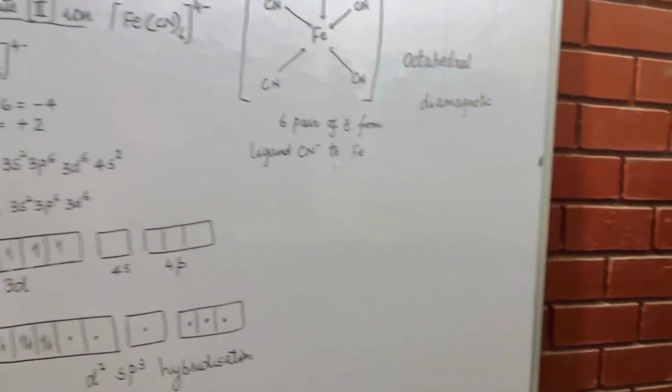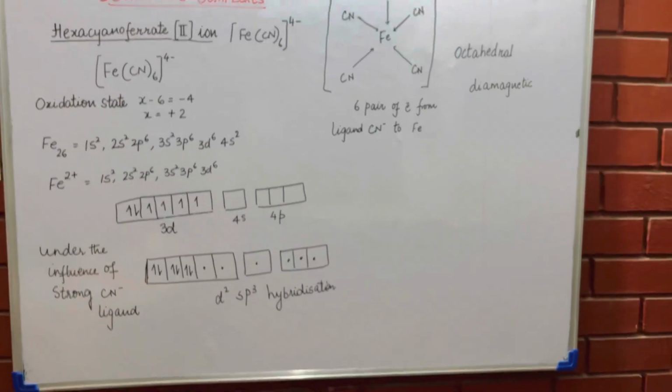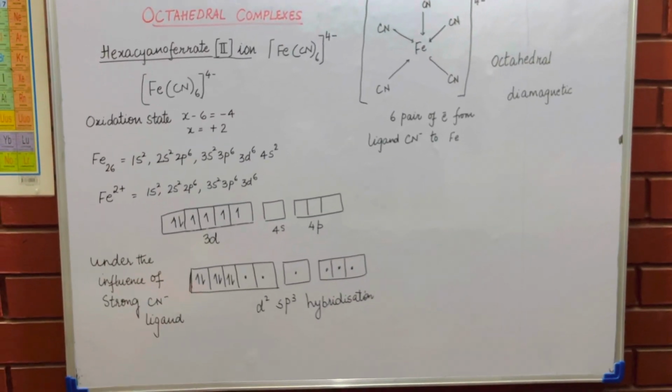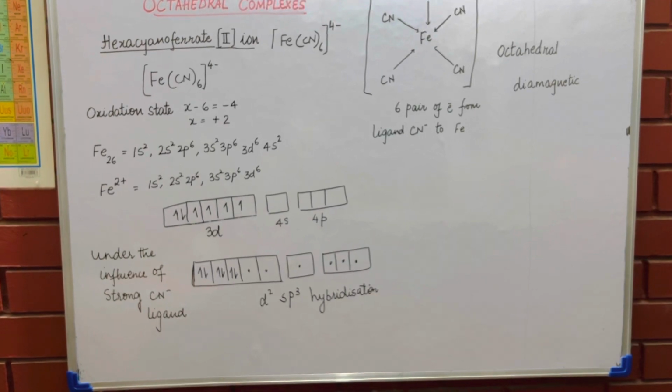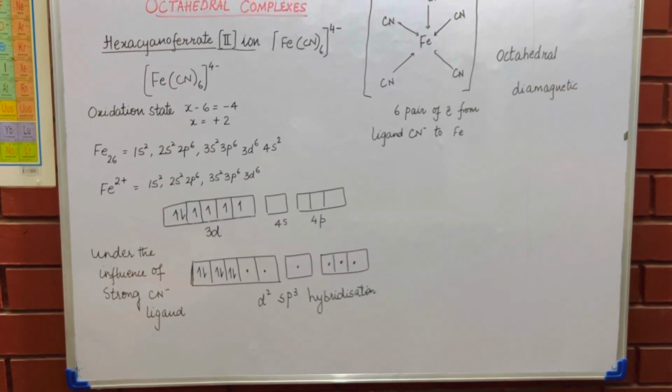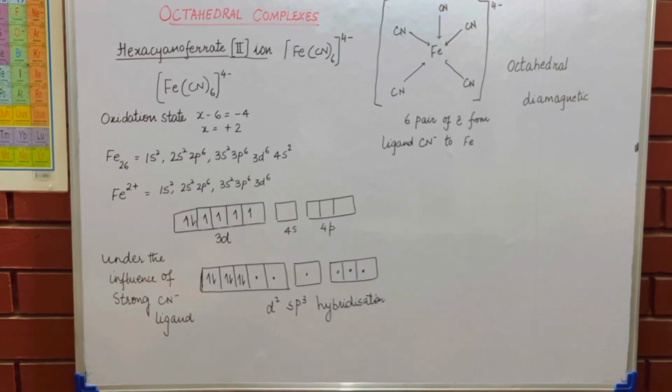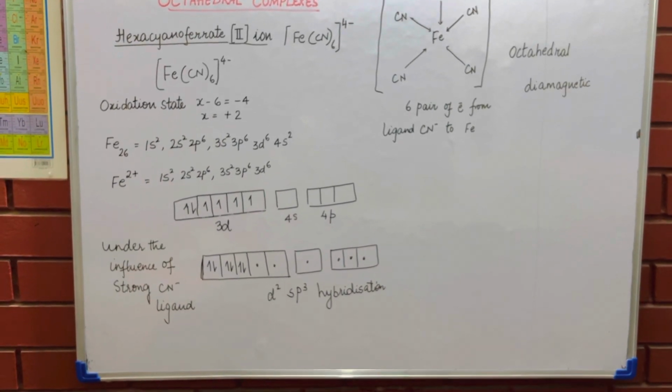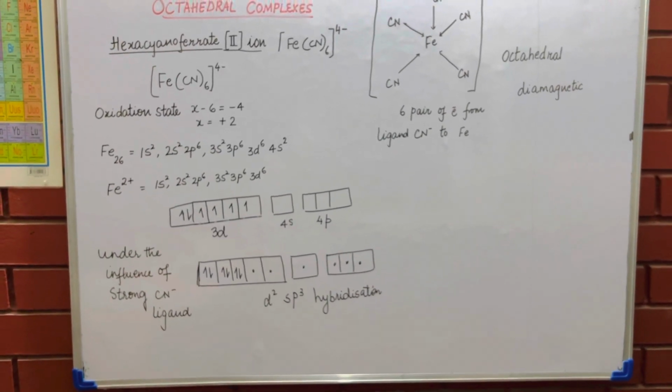So the entire molecule, you need to know, is octahedral in shape. Its hybridization is d2sp3 hybridization, and it is diamagnetic in nature because it contains paired electrons.